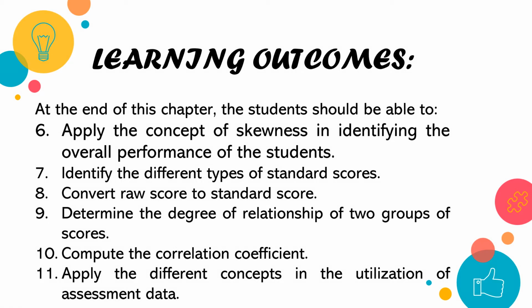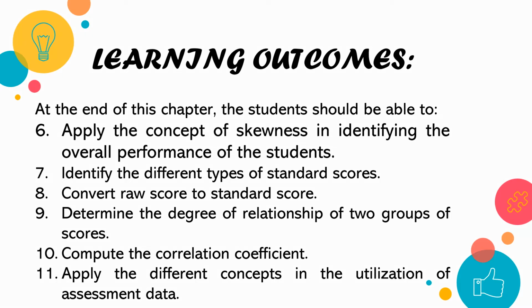So for this time, we will try to look at and apply the concept of skewness in identifying the overall performance of the students. We also have to identify the different types of standard scores, convert raw score to standard score, determine the degree of relationship of two groups of scores, compute the correlation coefficient, and the last one would be to apply the different concepts in the utilization of assessment data. Okay, so those are again our learning outcomes for the whole session for this particular video.